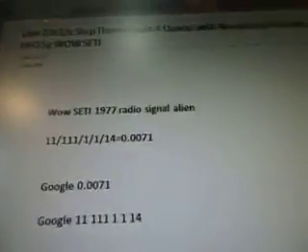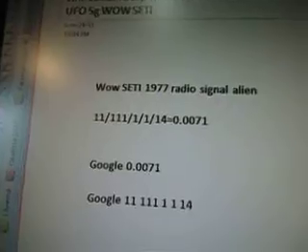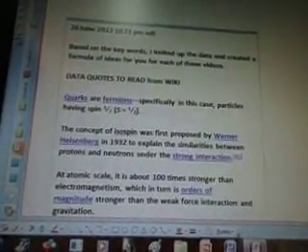Wow Seti, alien radio signal, that's the equation and that's the answers to it. June 26, 2012 is when I started working on this one, and today's July the 8th. Based on the keywords, I looked up the data and created a formula of ideas for each of these videos.